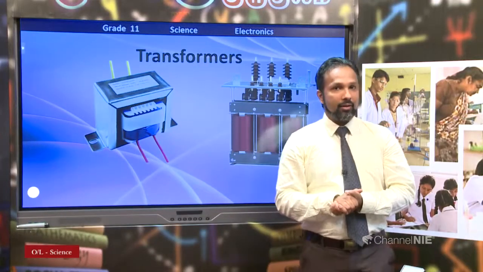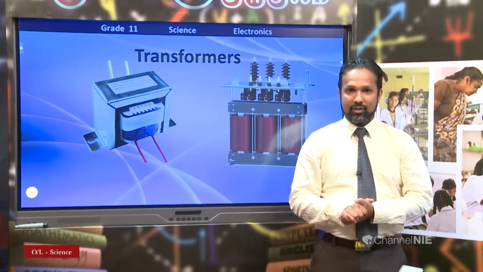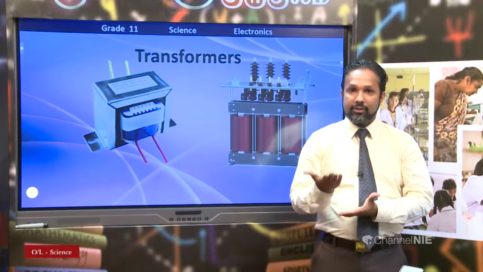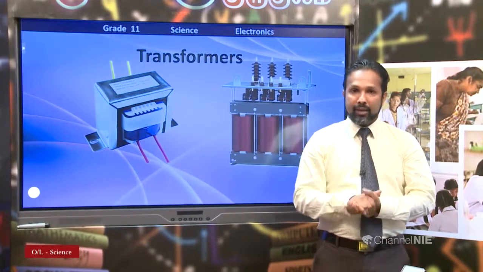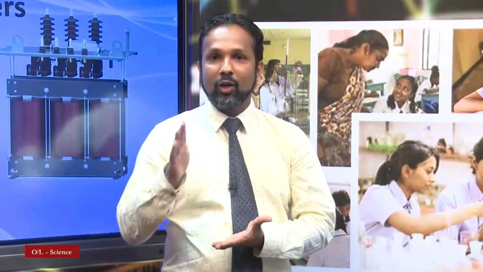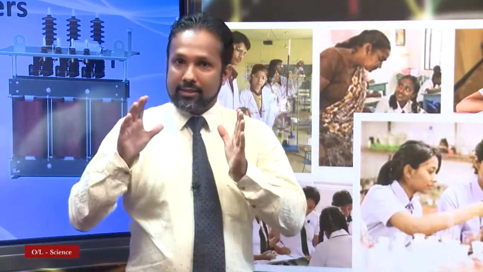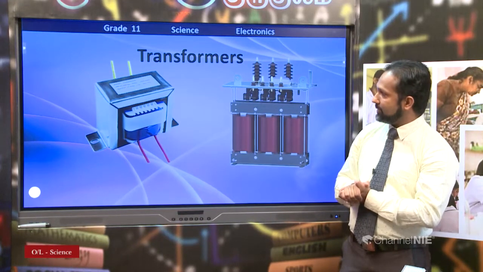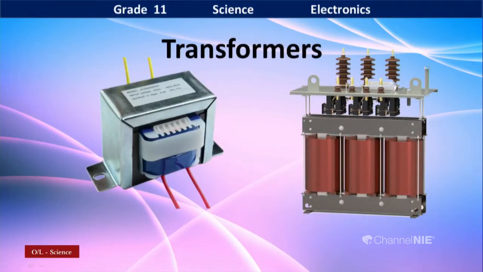But my dear children, in our domestic activities, we operate various types of appliances. Sometimes we operate televisions, laptops, mobile phones, ovens, radios. Some of the appliances need a very low voltage. Some of the appliances can be operated with 230 volts alternating current. In these kinds of instances, we use another device called a transformer. As you can see, this is a small transformer. This is a larger transformer used by powerhouses.